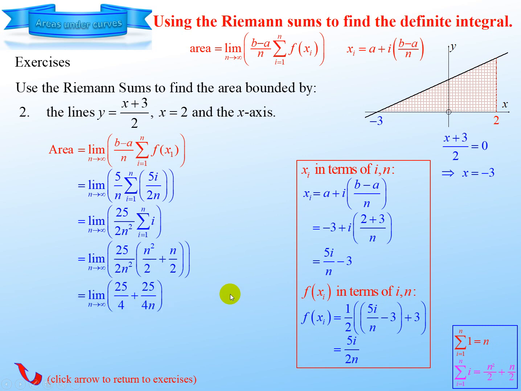Multiplying out. Now we're going to find the limit as n tends to infinity. That one there is a constant, so it stays. This one will tend to 0 with n in the denominator. So there we are. And there is our area bounded by the line, the x-axis, and those two bounds.